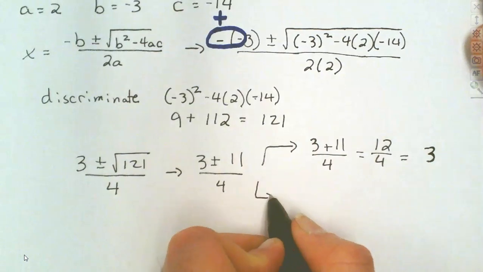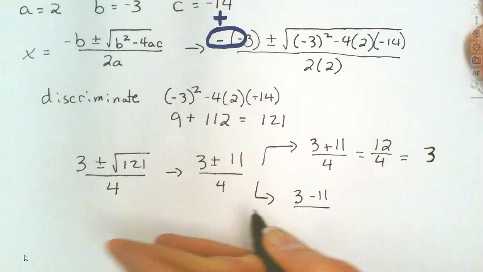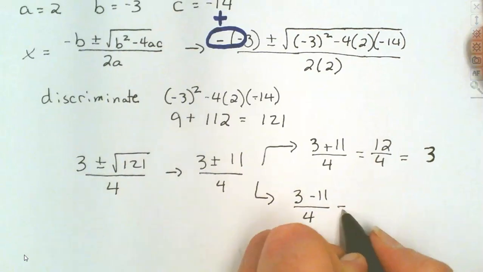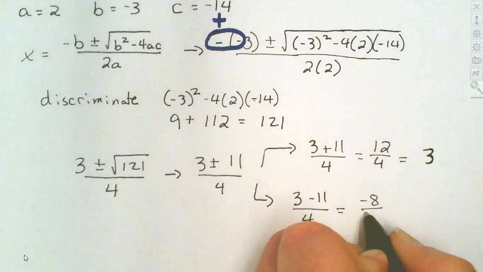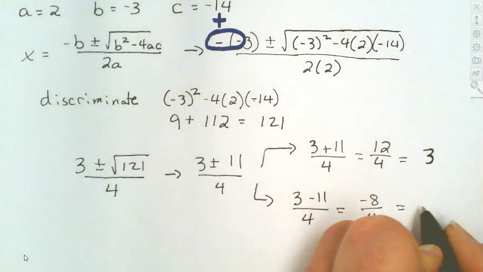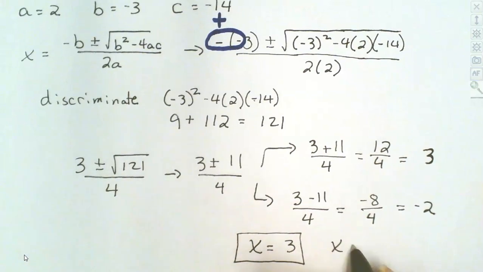The other one is the minus 11. So we have 3 minus 11 over 4. And 3 minus 11 should be a minus 8 over 4. And that gives you a minus 2. So what are my solutions? X equals 3. And x equals a negative 2.